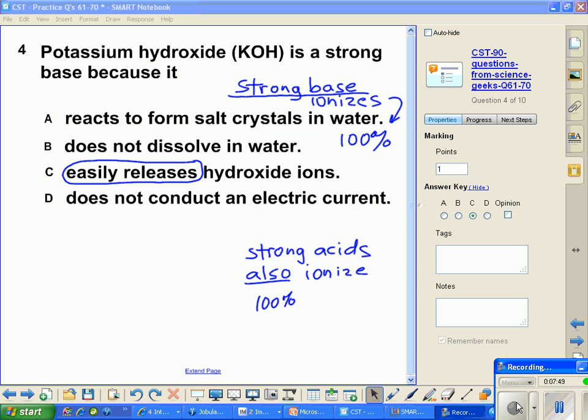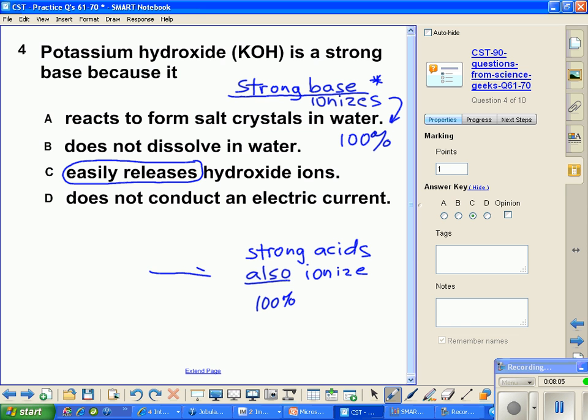In this question, potassium hydroxide, KOH, is a strong base because, as I wrote in blue up here, strong bases ionize 100%. It is also true of strong acids. Strong acids also ionize 100%. What does that mean? They form ions. Every little one of them is broken up and forms ions, which is exceptionally good at getting ions into the water. So let's look at letter A and see why.